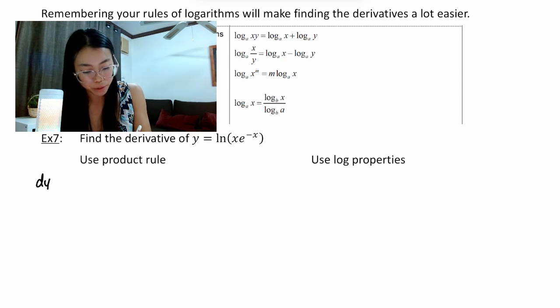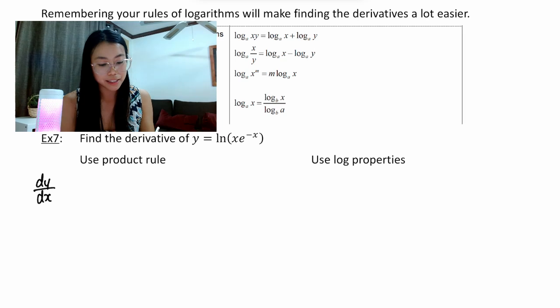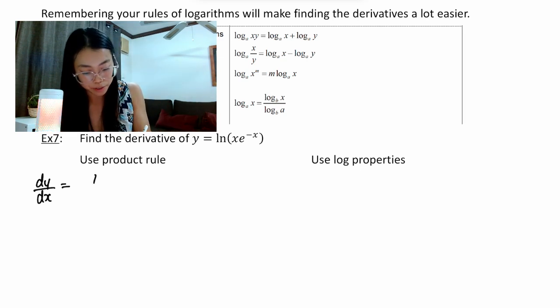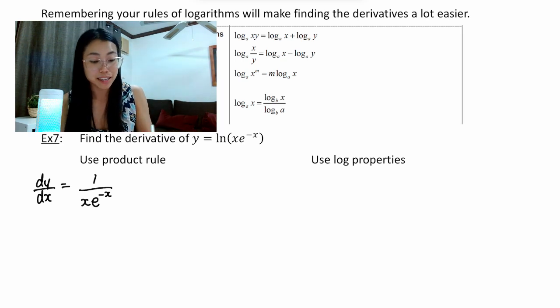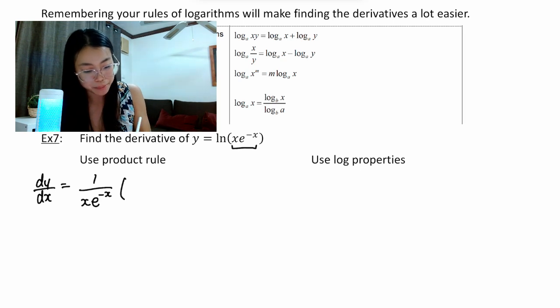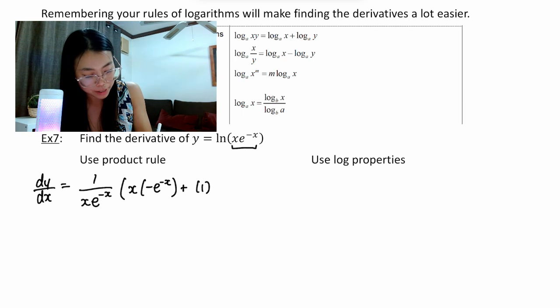If I were to look for dy dx of ln of x times e to the minus x, I first take the derivative of the outside function, which gives me 1 over x times e to the minus x. Then I have to take the derivative of that inside function. So here's my inside function, x times e to the minus x. I need to apply the product rule here. So that's going to get me x times negative e to the minus x plus 1 times e to the minus x.